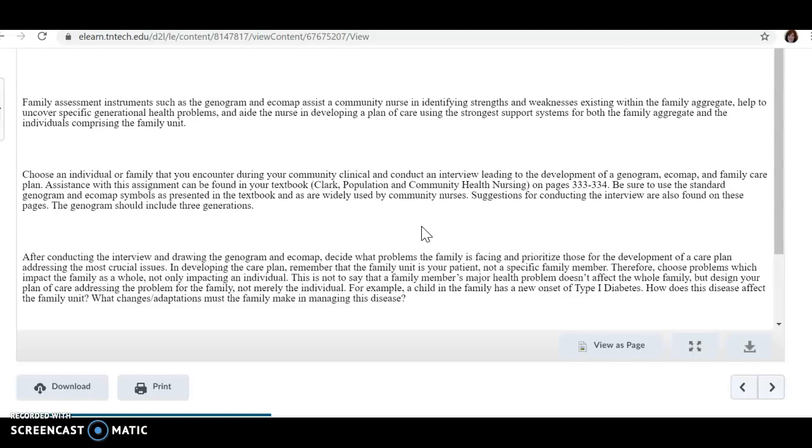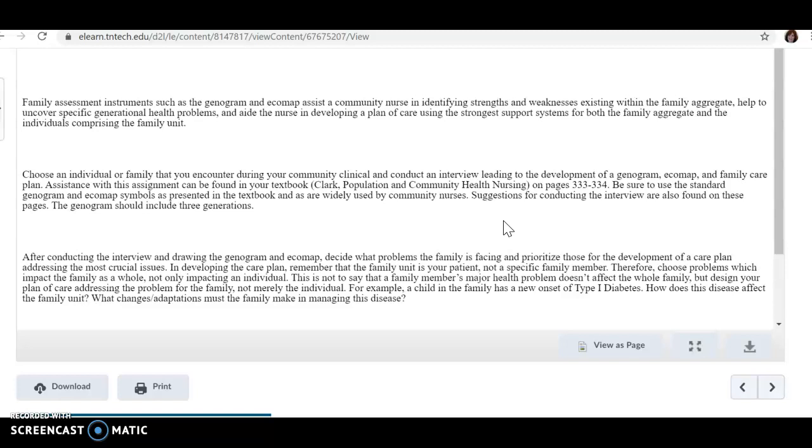There are some instructions in your textbook. I've got those pages listed here that you can also refer to. But you're going to do a genogram, and a genogram is a visual depiction of a 3-generation family health history. Okay, and I'm going to show you an example here shortly of how to do one. It just enables a public health nurse in particular to look at it at a glance and get an idea of that family structure and that family health history.